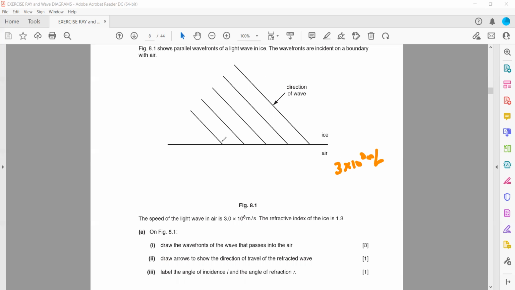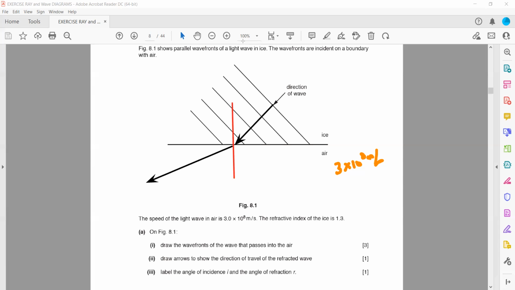Draw the wavefronts as it is passing. Draw an arrow to show the direction in which the refracted ray will travel, and label the angle of incidence and angle of refraction. So how to do this question? First, always complete an arrow to show the direction in which the waves strike. Then draw the imaginary line which is perpendicular to the surface. We call that the normal. Because it is moving from ice to air, in air it is traveling faster. If there was no change in speed, then it will travel straight. If it slows down, then it will bend toward the normal. But because the question mentions it speeds up, it will bend away from the normal.